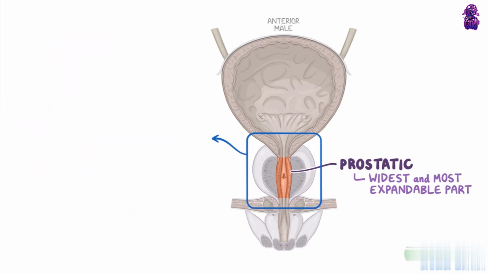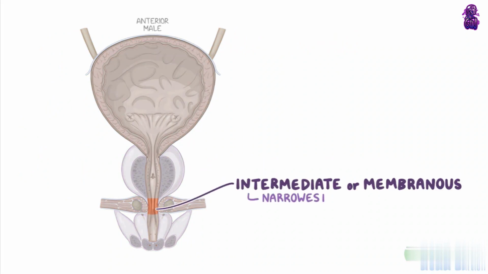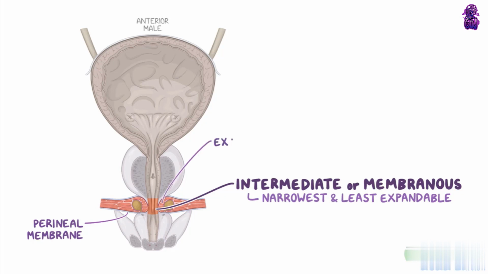Next is the intermediate or membranous part of the urethra, which is the narrowest and the least expandable part of the urethra and penetrates the perineal membrane, which is a thin, horizontal membrane in the perineum. This part is surrounded by circular folds of voluntary muscle fibers called the external urethral sphincter, which, if you remember, is the sphincter under voluntary control.